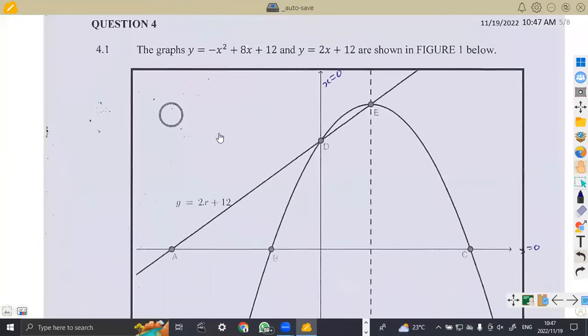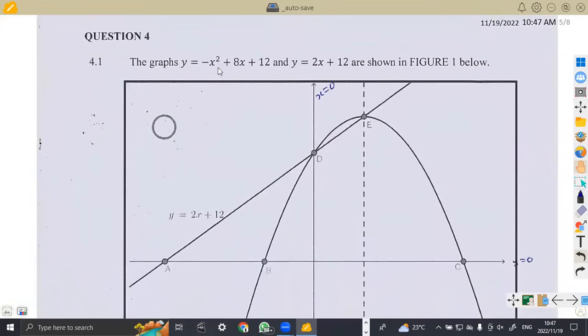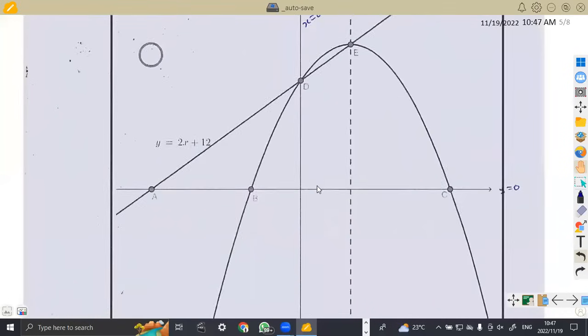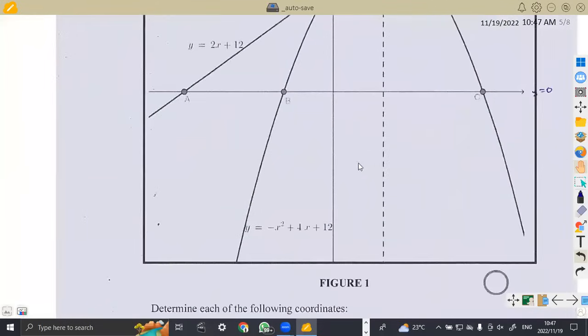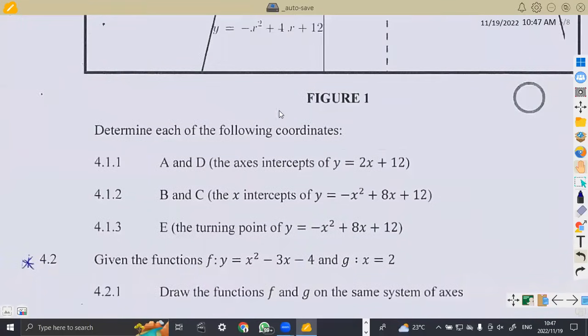Let's move on to the 4th question of the paper. We are given the graphs: y is equal to minus x squared, which is the quadratic graph here, and also the straight line. So that was the information. That's your graph here. Determine each of the following coordinates.